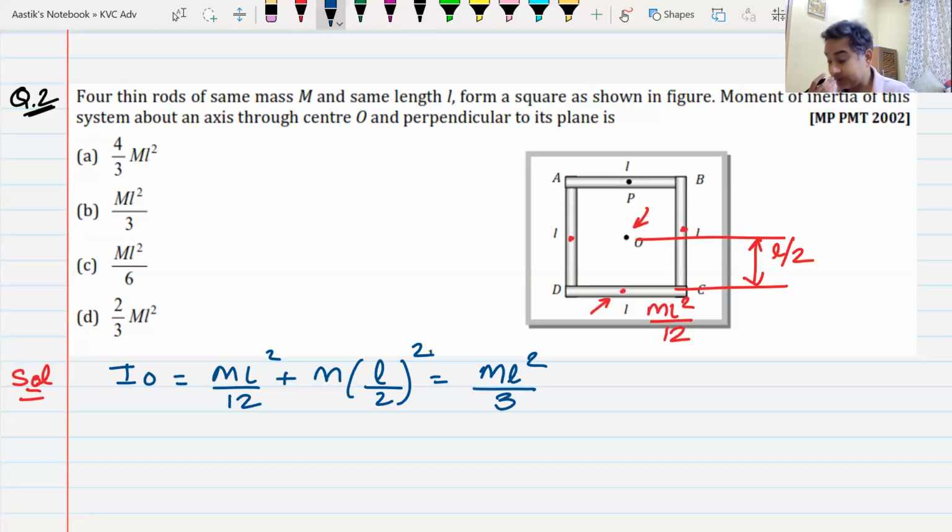Yes or no? Yes, sir. You multiply it by 4 and you have your answer, and the answer is 4 by 3 m L square. Do we understand this? Yes or no? Yes, sir. Everyone in the class, do we understand this?